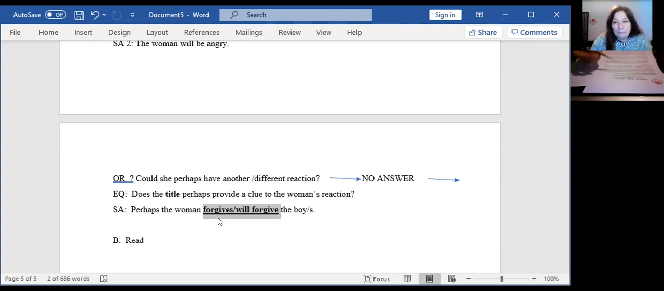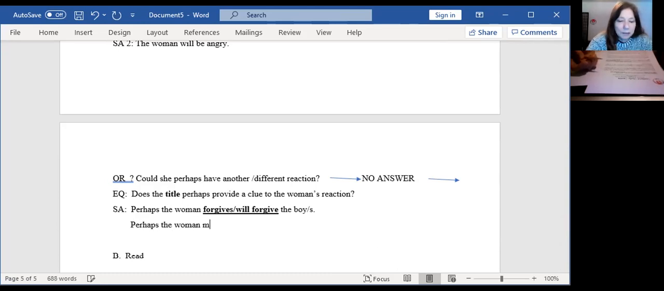Sounds a bit odd. How about may and might? Yeah. Perhaps the women refer. You want to use may? Rewrite the sentence using may or might. How will you do that? Just perhaps the woman might forgive the boys. Right, there's a problem with that. Perhaps the woman might. What's the problem with that? Perhaps and might cannot. Yeah. Right. So we don't want perhaps here, right?